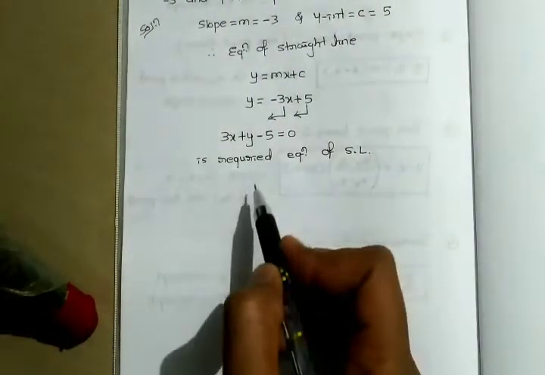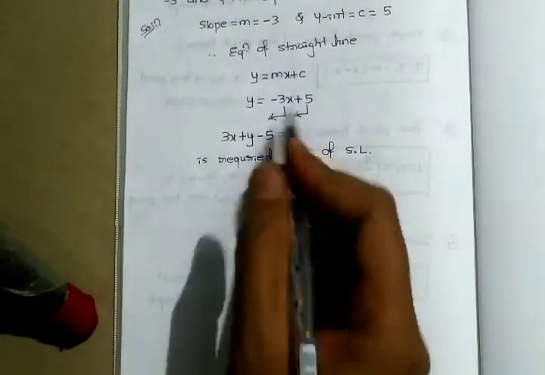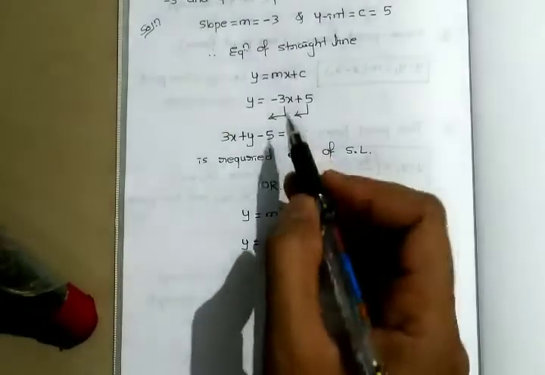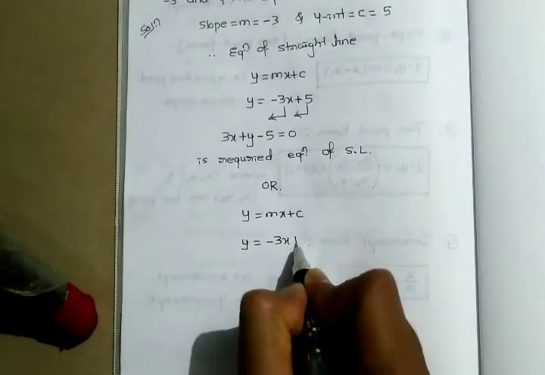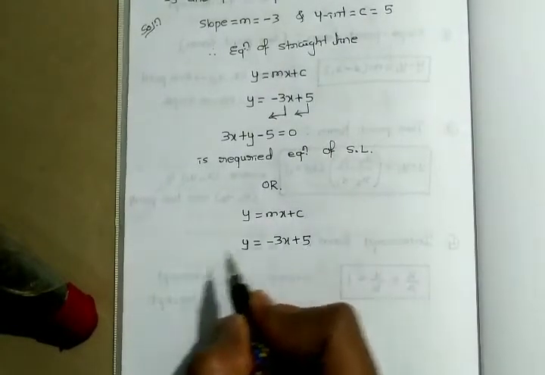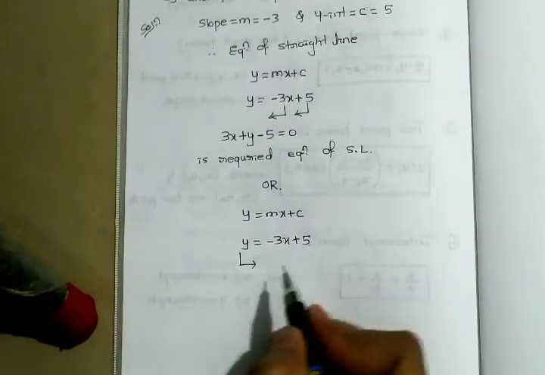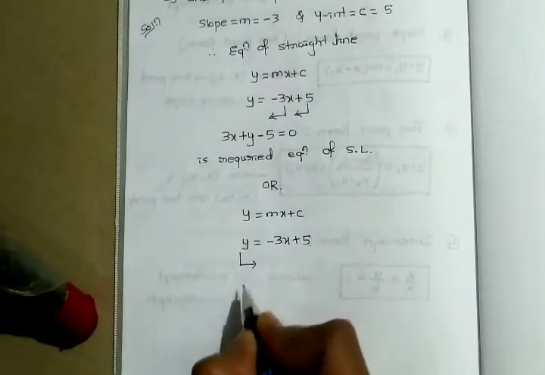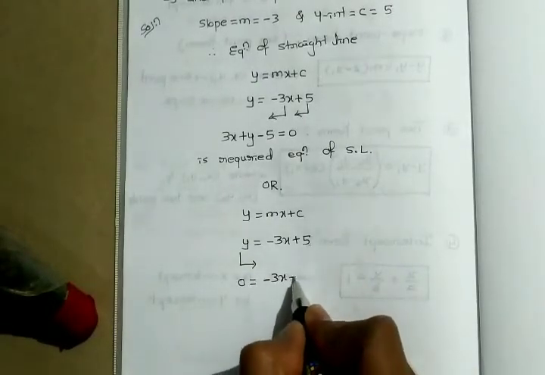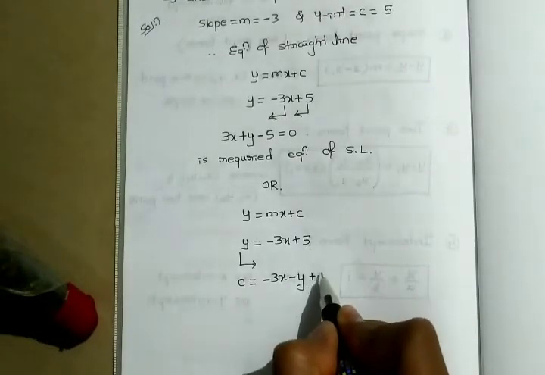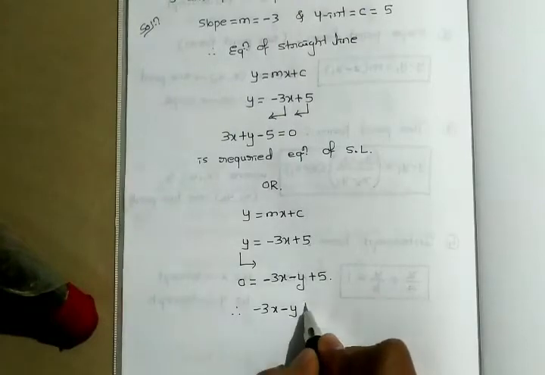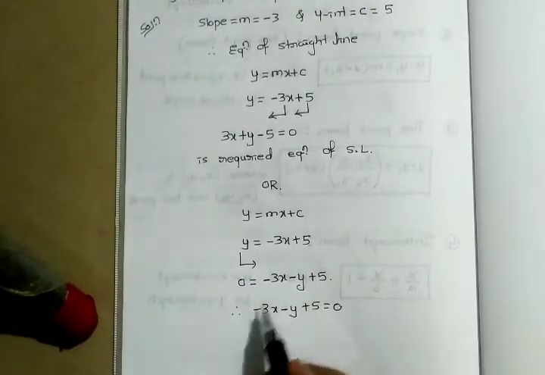Sometimes students follow another method also. See here, note down the same formula, y equals mx plus c. Keep y as it is and substitute the m value, -3x, and the c value, 5. Next, instead of shifting -3x and +5 to the left hand side, they shift +y to the right hand side. Then the remaining value on the left is 0, equals -3x, keep it as it is, plus 5, and +y becomes -y. Therefore, -3x minus y plus 5 equals 0. This is also the required equation of straight line.